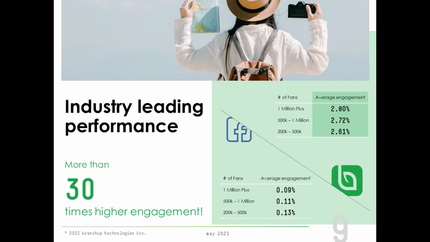So the bottom line is, BranchUp basically delivers results. What we see here is a chart. In the bottom left-hand corner, these are the Facebook numbers on average engagement, so 0.09. With our program and our group, we're looking at an average of 2.8% engagement with you, the travel advisors, and your fans. So our platform is working better than even Facebook's platform works. So we're in good shape that way.